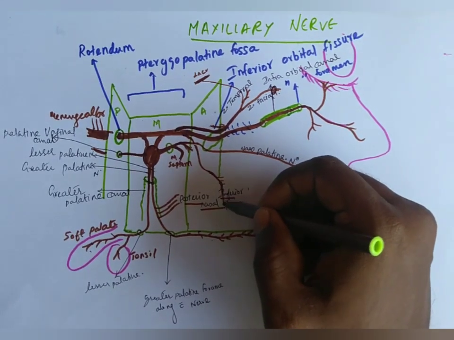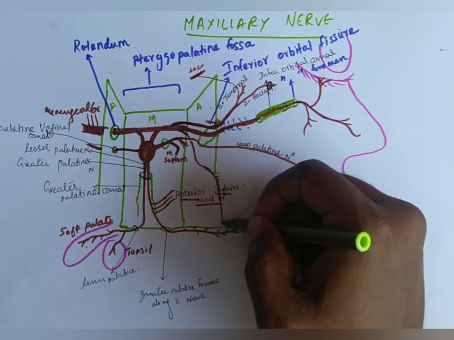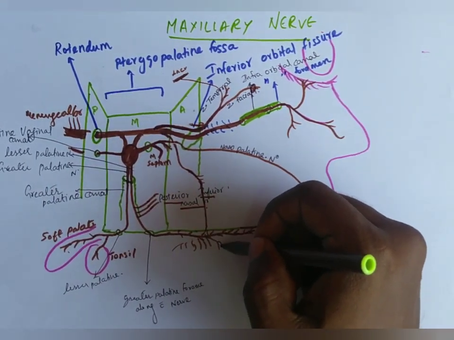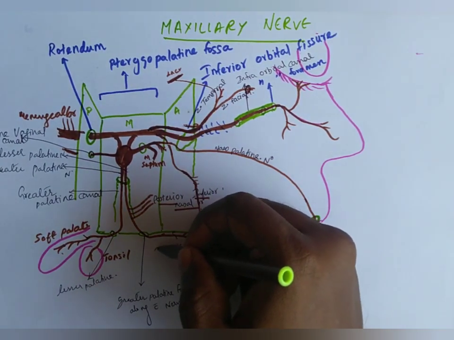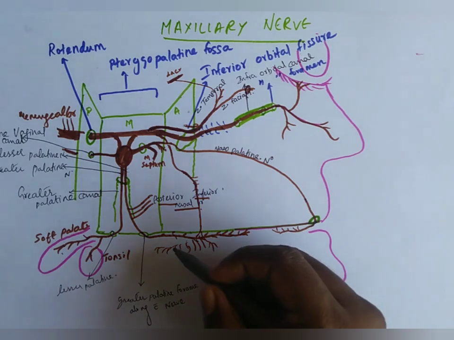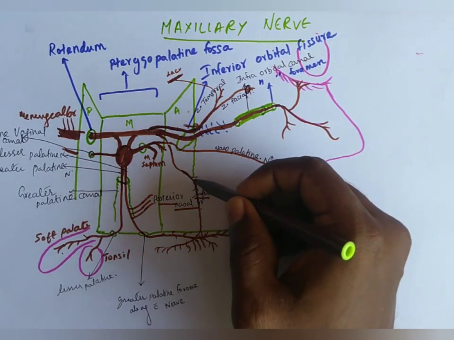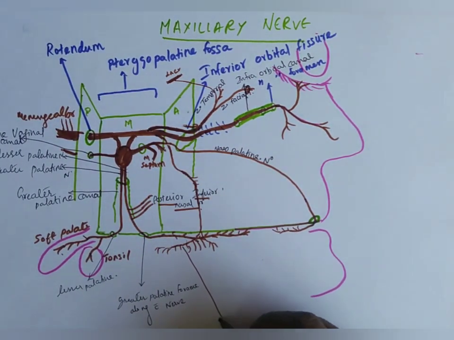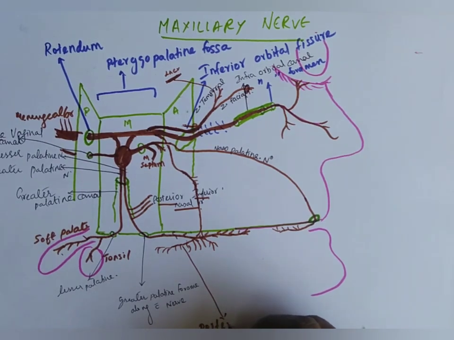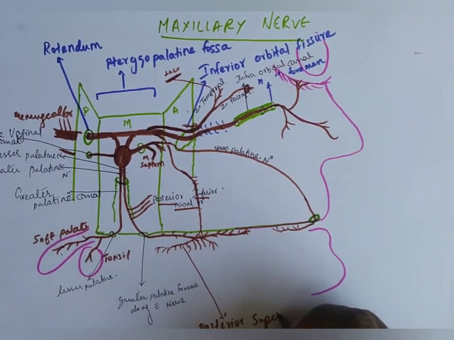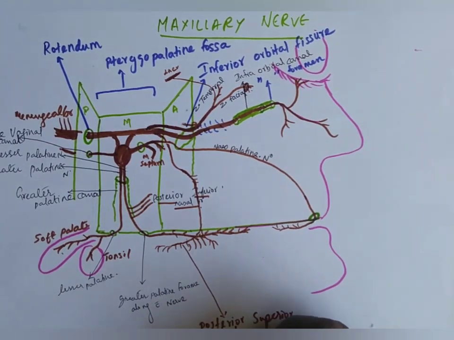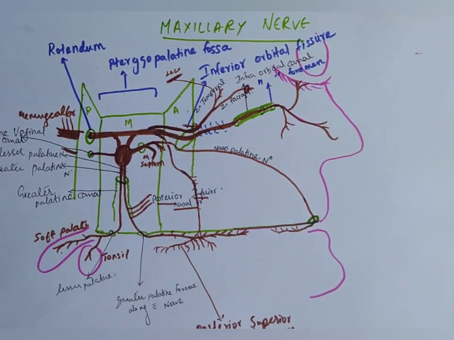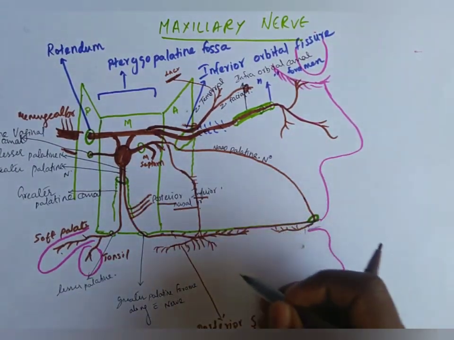Then it will enter down and form a plexus to supply the molar tooth. Okay, that is about the posterior superior alveolar nerve. So this posterior superior alveolar nerve is supplying the molar teeth.